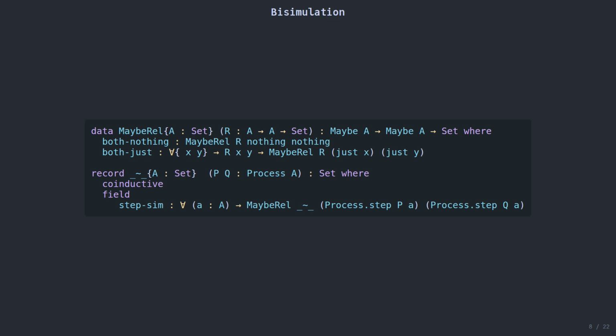To formalize this, we start with a relation on maybe values. It says that either both results are nothing or both are just something, and those two values are related. Then we define bisimulation as a coinductive relation between two processes that share an alphabet. For every event, either both processes refuse to proceed, or both evolve to new processes that are again bisimilar. This captures the idea of matching behavior, step after step forever.